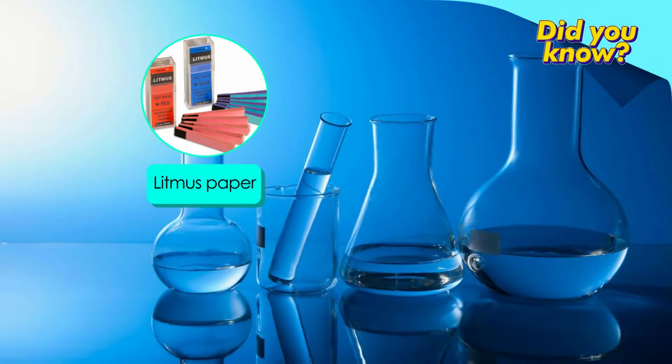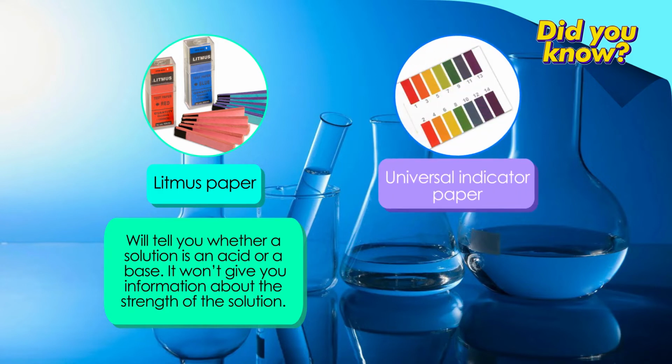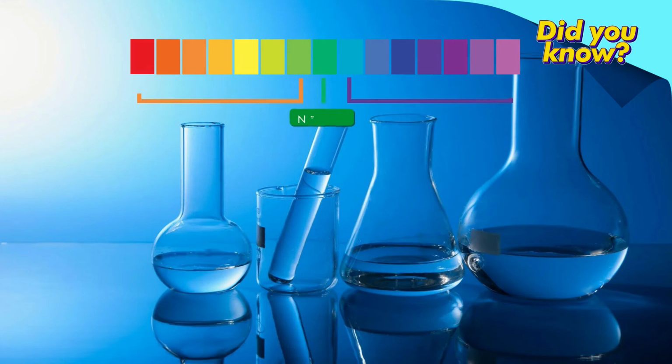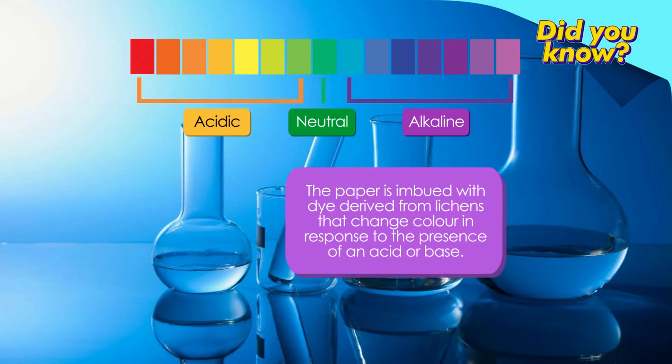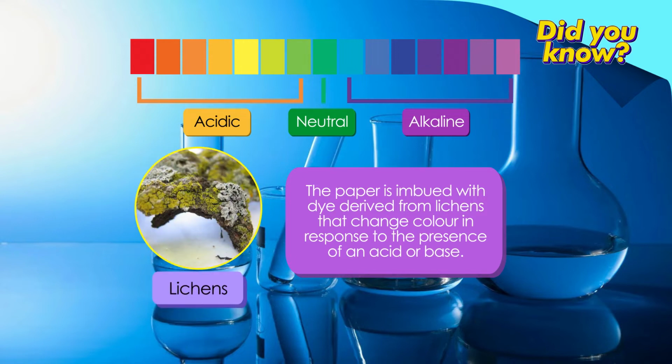Litmus paper, or red and blue test strips, will tell you whether a solution is an acid or a base, but it won't give you information about the strength of the solution. Universal or Alkacid indicator paper has a different color to match every number on the pH scale. Neutral solutions turn the paper green. The paper is imbued with dye derived from lichens that change color in response to the presence of an acid or base.